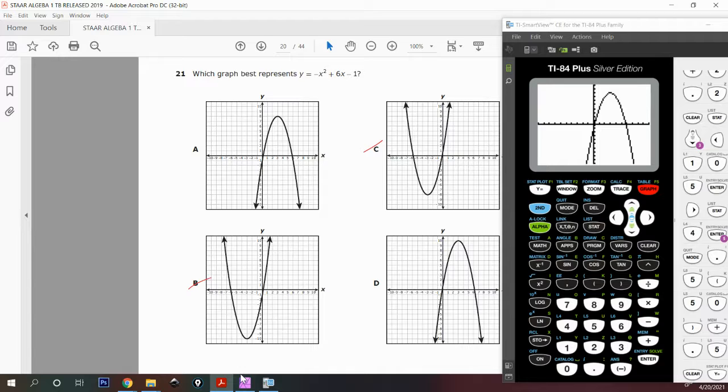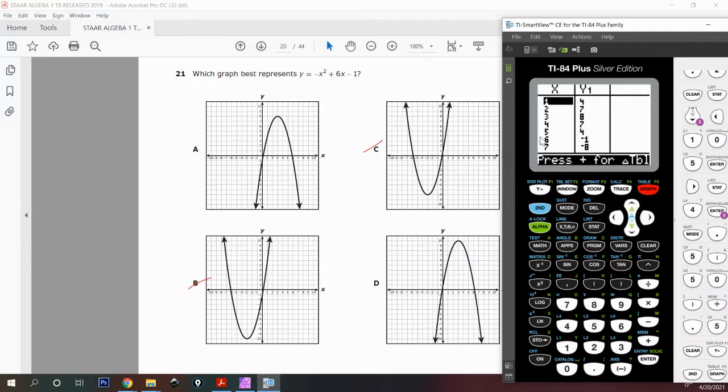So what I want to do is actually check a point. So we've got our vertex right here. It looks like it's at 3 and 8 on this one, and 3 and 10 on this one. And I'm going to go to the table, second and graph to go to the table, 3, 8. All right, so not 3, 10. So that one is out. A has to be my correct answer.